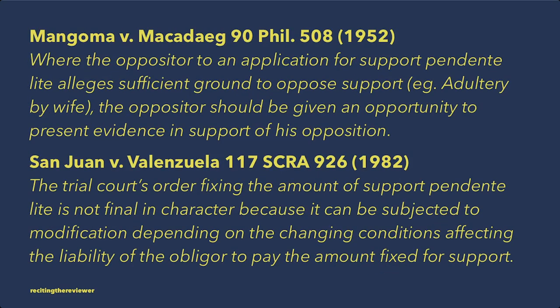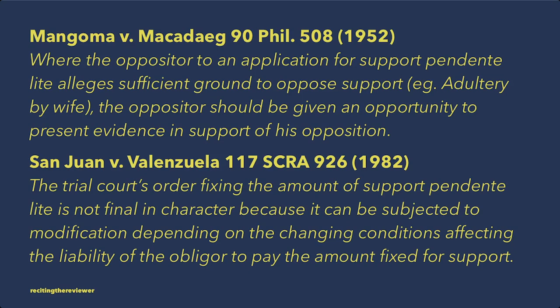In Mangoma versus Makadaig, 90 Phil 508 in 1952. These are very old cases where the oppositor to an application for support pendente lite alleges sufficient ground to oppose support, for example, adultery by the wife. The oppositor should be given an opportunity to present evidence in support of his opposition. Of course, there is a hearing, isn't it? There is a comment. So this ground should be heard during the hearing.